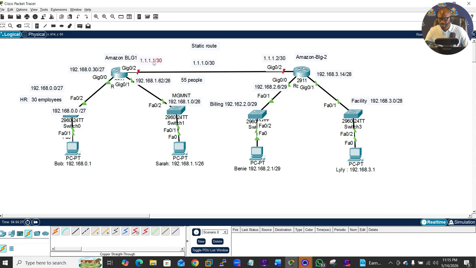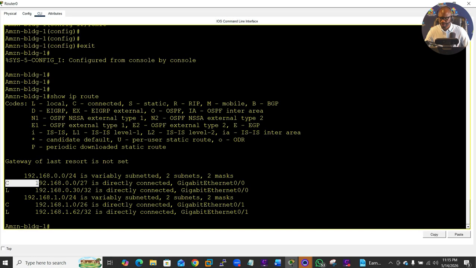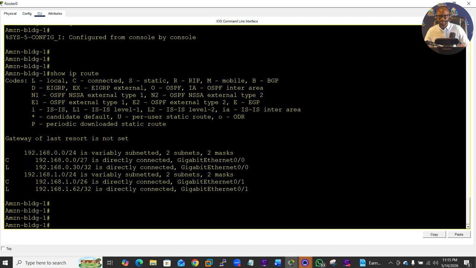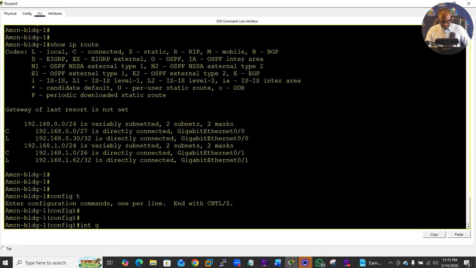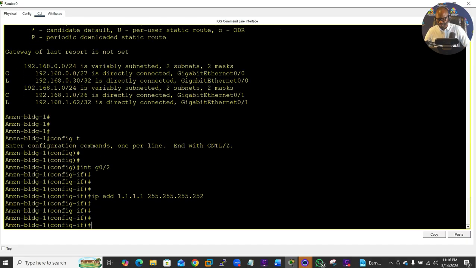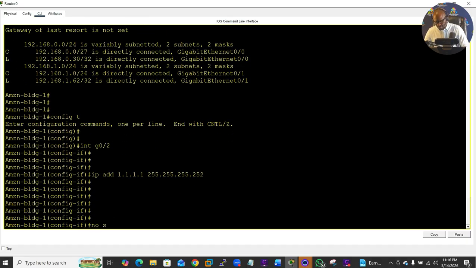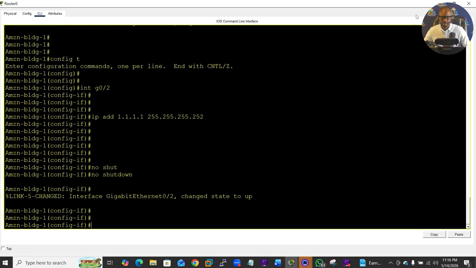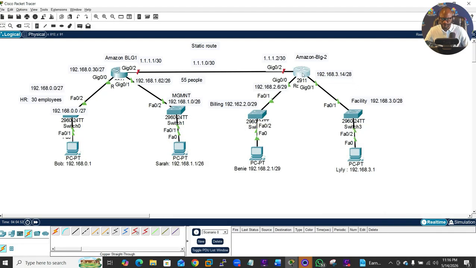All right. So let's configure the connection between the 2 routers first. Config T, interface G0/2, IP address 1.1.1.1 255.255.255.252. And let's do a no shutdown. Okay. And then we go to the second router.